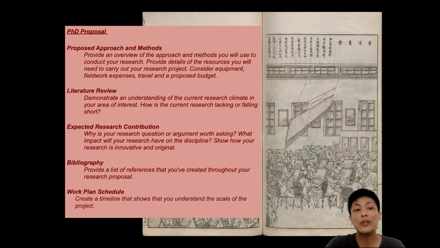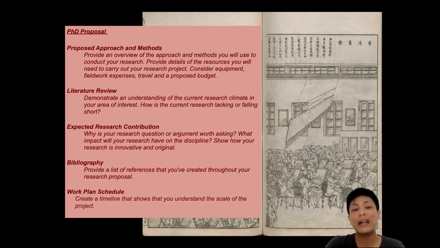Finally, you need to undertake a preliminary literature review, demonstrating an understanding of the current research climate in your area of interest. How is the current research lacking or falling short? Identify what the gaps are and how this moves you to approach your topic in the way that you have suggested in your PhD proposal.